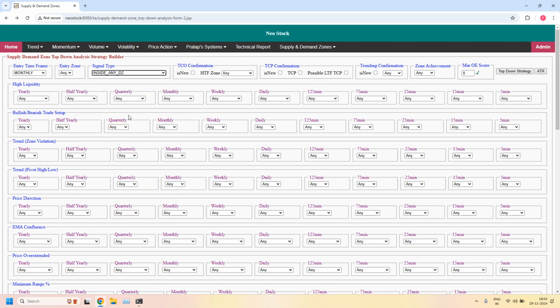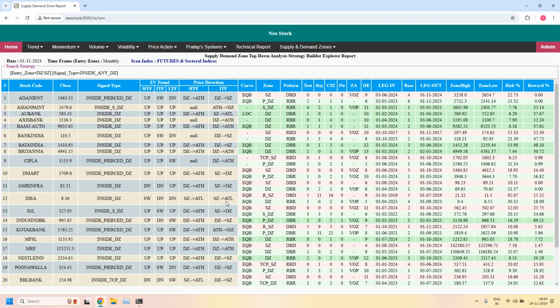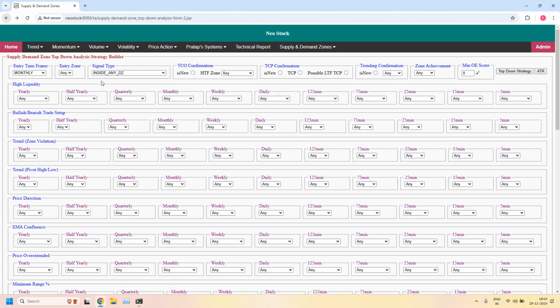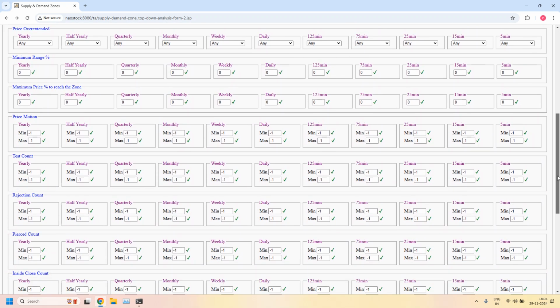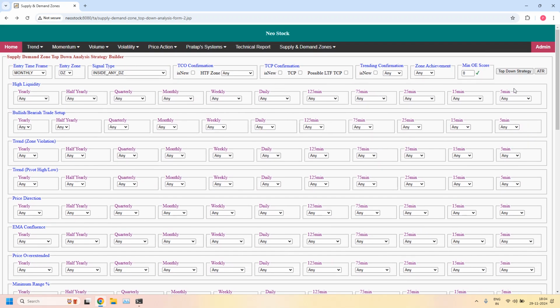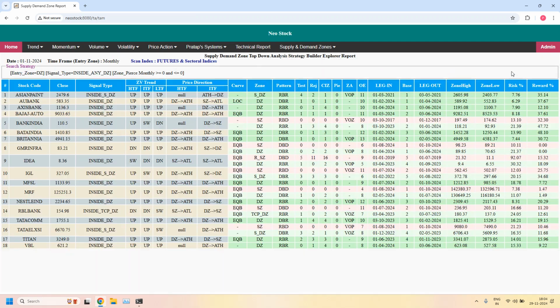Next monthly time frame. Price closed inside monthly demand zone, and these monthly demand zones should not be pierced. So in the pierced count, monthly time frame, minimum value 0, maximum value 0. That means zone is not pierced. So 18 stocks are filtered, where currently price closed in these 18 monthly demand zones.